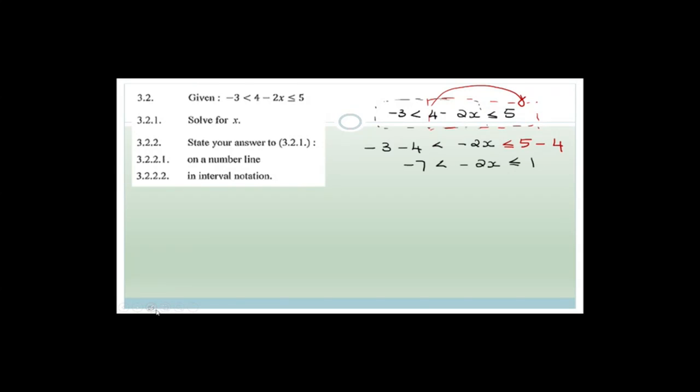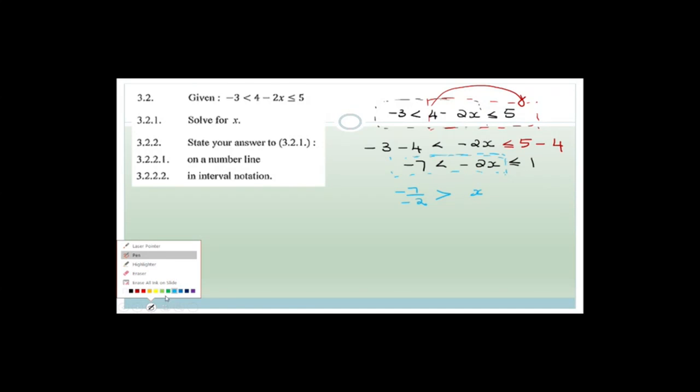Now again, pretend that only this part of the inequality exists, and we're going to divide everything by minus 2. If we do that, we've got minus 7 divided by minus 2. But when you divide or multiply by a negative, what do you do with the inequality? You flip it, so that becomes greater than x.